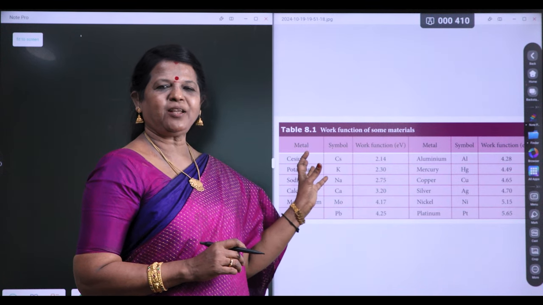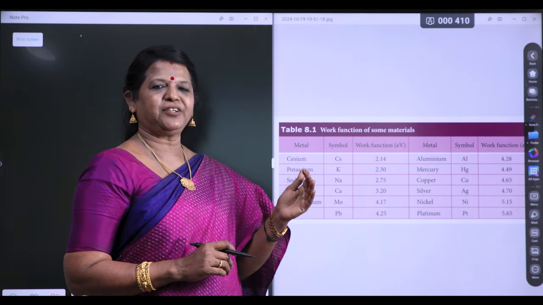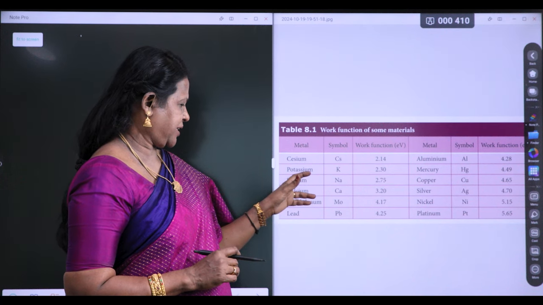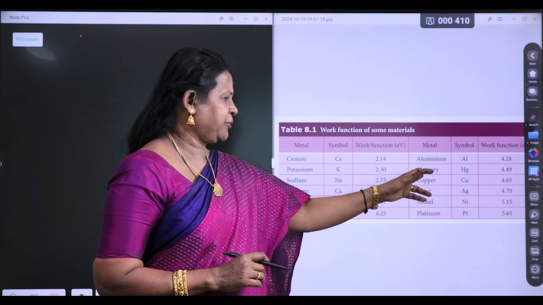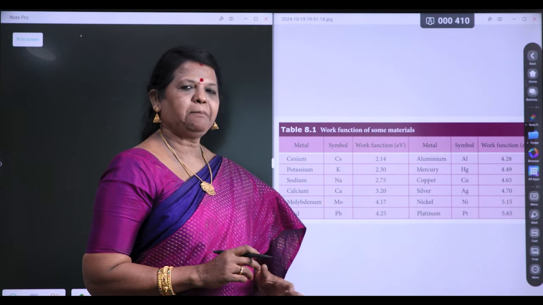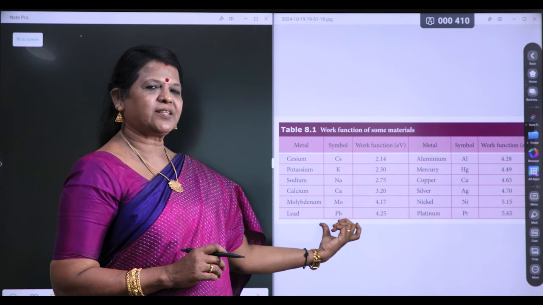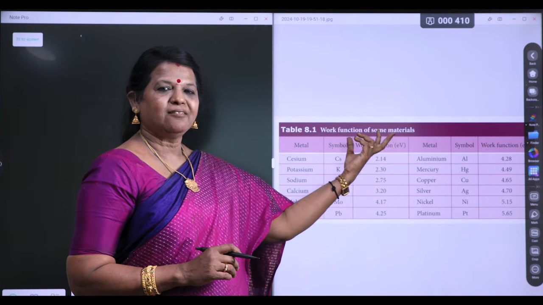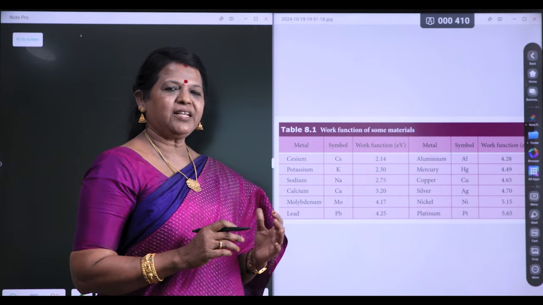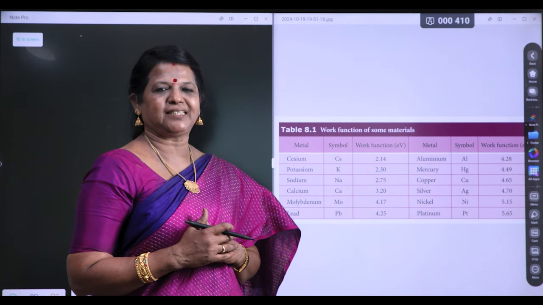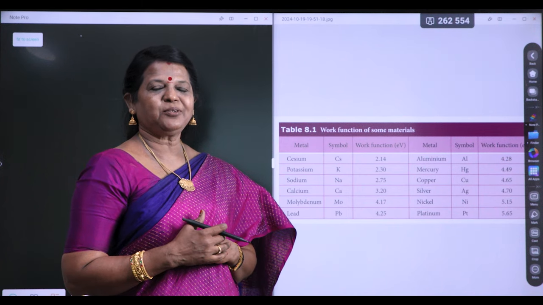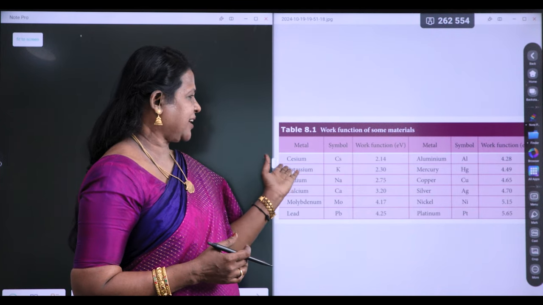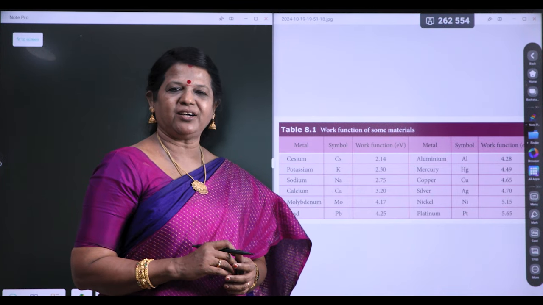Here, the table shows the work function of different metals: cesium, potassium, sodium, calcium, molybdenum, lead, aluminium, mercury, copper, silver, nickel and platinum. The second column shows the symbol of the metal. The third column gives the approximate work function value in electron volt. Whenever we have a lower work function, the electron emission is more. So those metals should be preferred for getting more electron emission. In this case, cesium has the lowest work function.